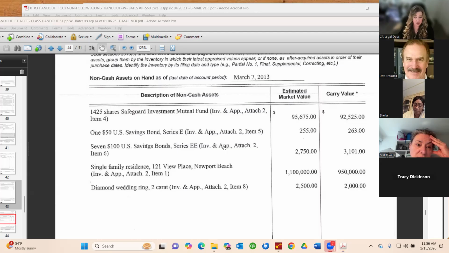Now, the change in form is not required to be filed with the court accountings, but it can be filed. And I like to include mine because that means everybody who looks at the accounting can tell what I'm doing and where I'm doing it, because I've listed everything on some form.